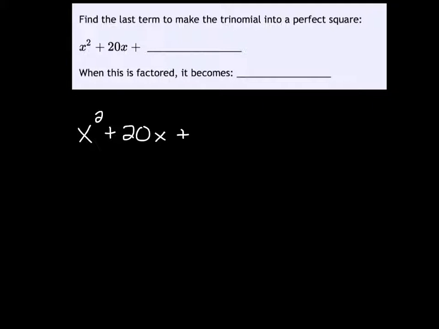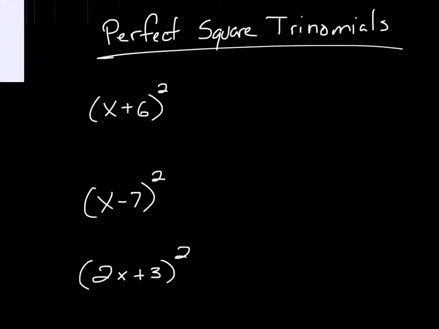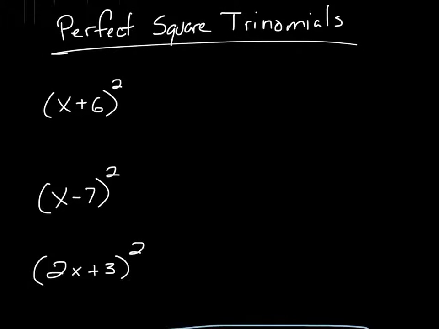We're being asked to complete this perfect square trinomial by providing the last term and then provide the factored version. Let's take a second and talk about what perfect square trinomials are and how they're formed. Perfect square trinomials are trinomials that result from the squaring of a binomial. And again, they're called perfect square trinomials because we're squaring something to acquire them. Let's look at some examples real fast.